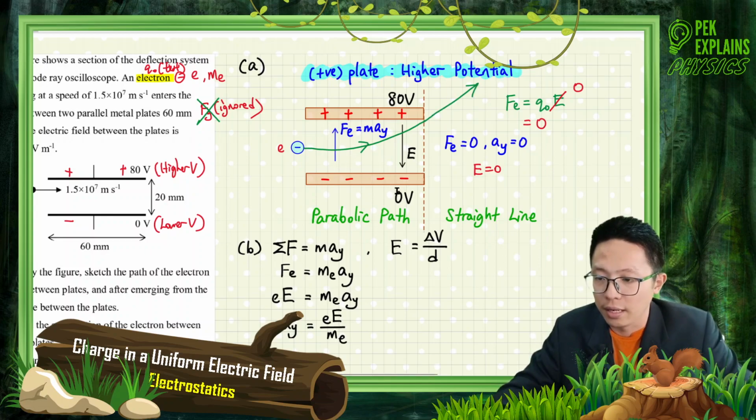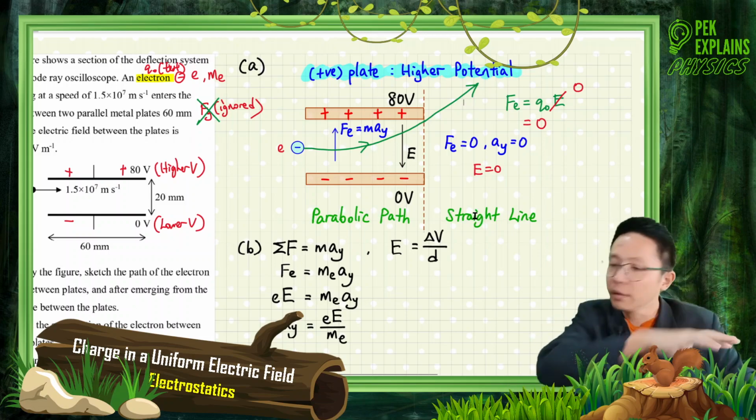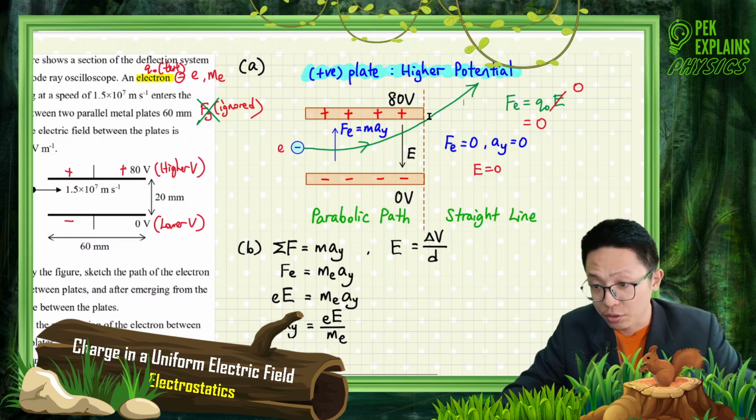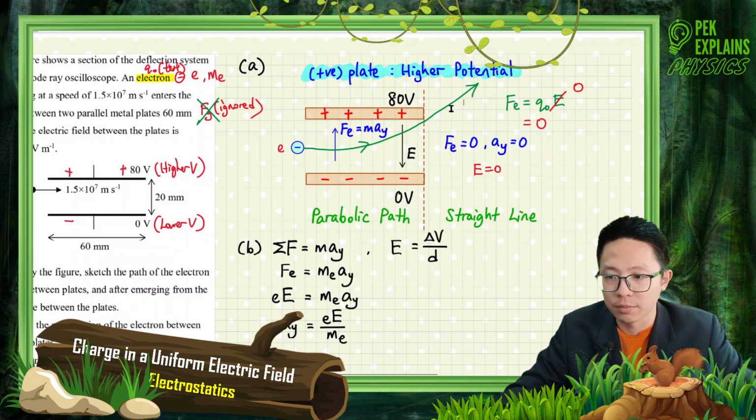Okay. So in between the plate is a parabolic path, like a trajectory or projectile motion. Outside the plate is a linear motion, a straight line. Inside parabolic, outside straight line. Okay, that's it. You must draw a straight line. If you still draw parabolic, then you are wrong. Outside you must be straight.